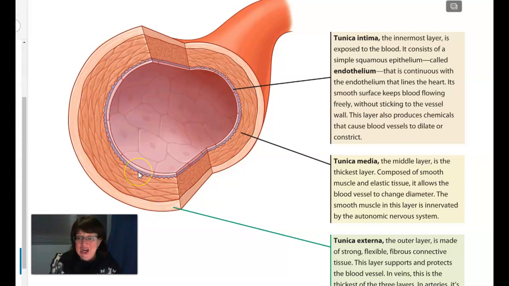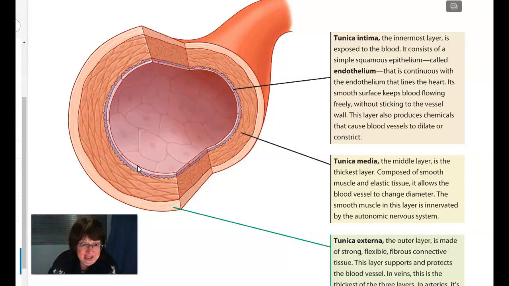Again, this one's thicker, so this is an artery. The innermost layer is simple endothelium, and that's because it lines the vessel. They're flat tissue, they're smooth, and most of them are leak proof, because you want to keep everything moving smoothly so that nothing gets caught on it. Then the middle layer is the thickest layer in an artery, and it's composed of smooth muscle tissue and elastic tissue, and it allows the blood vessel to change its diameter.